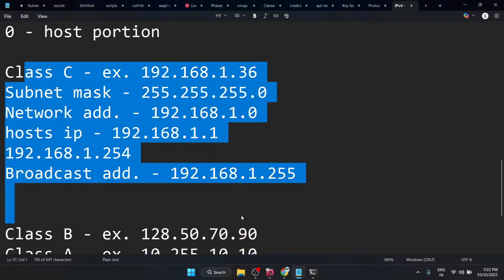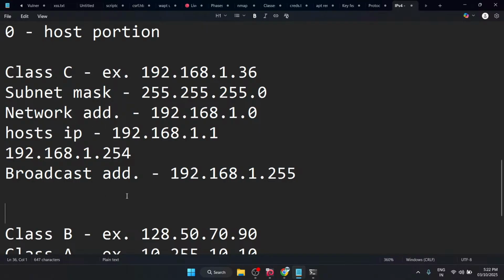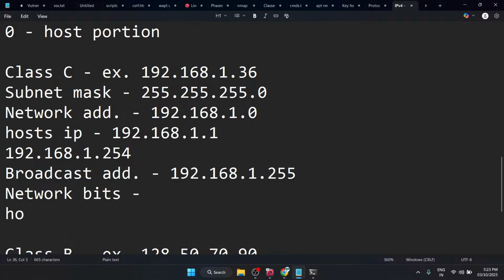Okay, so this was a class C subnet mask, network address, everything is done. So how many hosts can sit? The number of hosts, there is also a formula for that. Let's find out a little bit more things: network bits and host bits. Now, what are these network bits and host bits?